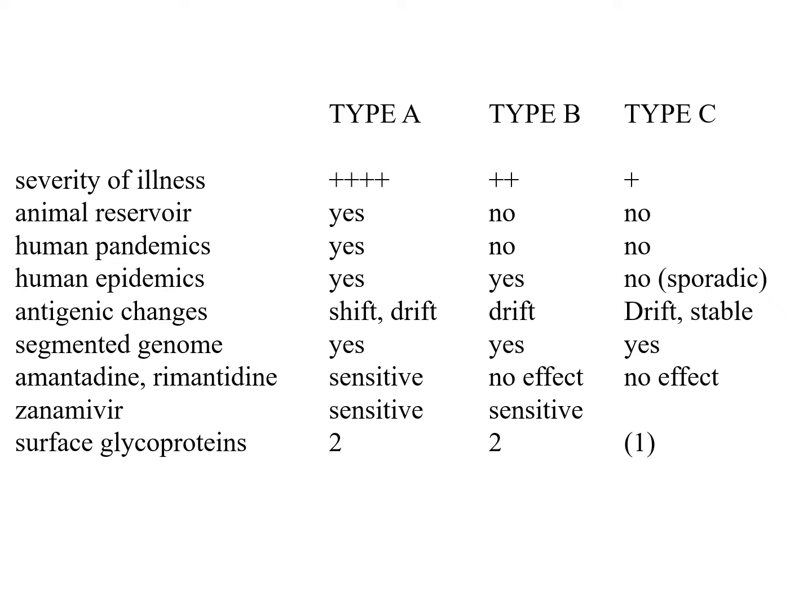Also, the severity of illness is more with type A, less with type B, and as we said, type C is usually very mild.